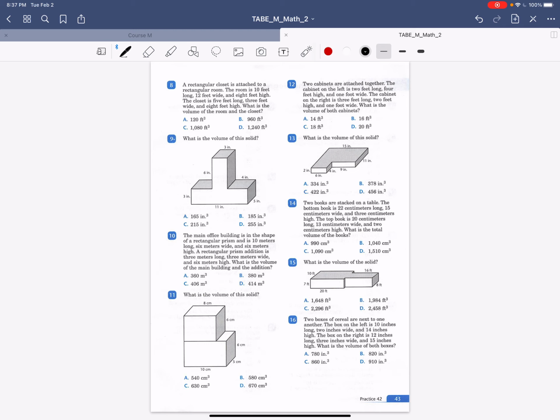When I was in school, I learned these as irregular figures. Composite figures is another name for these. So these are volumes that have bizarre shapes. If you look at all these shapes, they are irregular shapes. They're not just cubes or boxes. They have some weird shape to them.